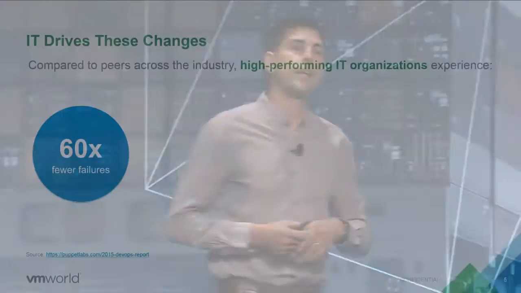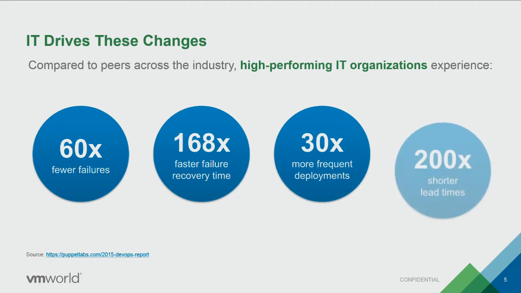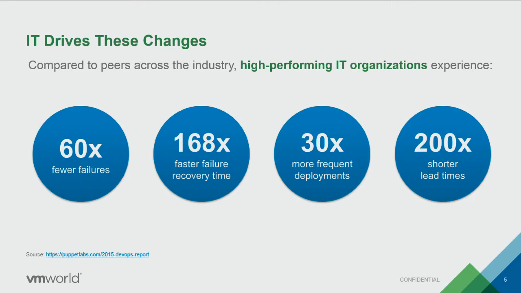Now, the reality is that IT has to drive these changes. These are not easy changes to make. These are some very, very challenging and deep changes to an organization and to the technologies that you use. But what you can see here, this is a report from Puppet Labs. What you can see here is that the difference between a high-performing IT organization in this model and a low-performing one, it's stark. Right? You can see 60 times fewer failures for high-performing organizations, much, much, much faster recovery time, many, many more frequent deployments. And the last one, this lead time, is something that I think is particularly interesting.